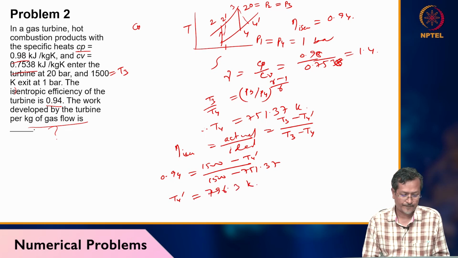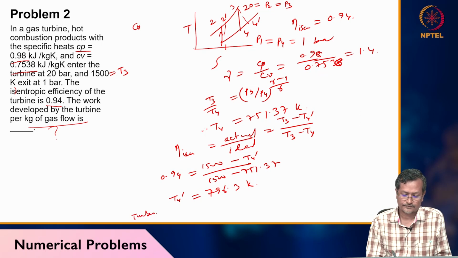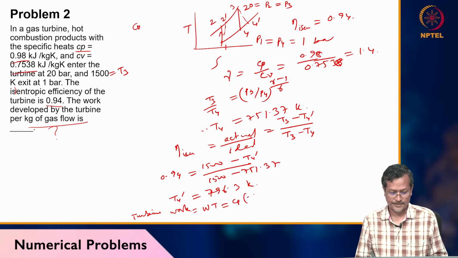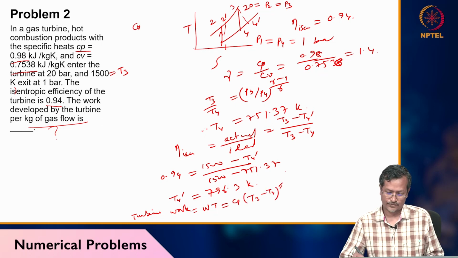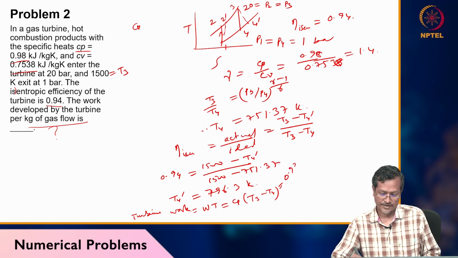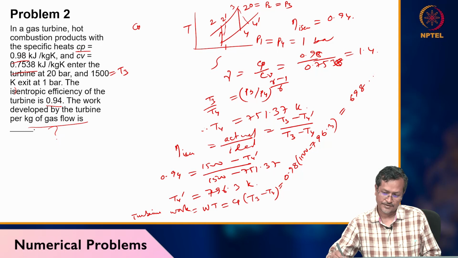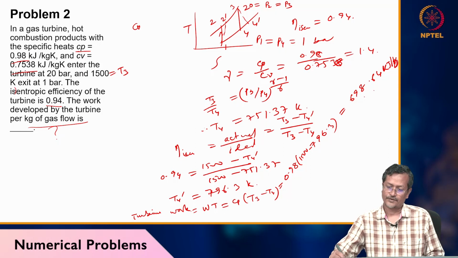So this will be giving T4 dash equals 796.3 K. So turbine work Wt equals Cp into T3 minus T4 dash, so we can write 0.98, the value is given already, T3 1500 given, minus 796.3. So this is giving 698.64 kJ per kg. Okay, this is your answer.